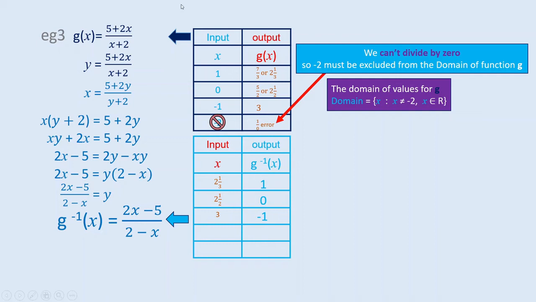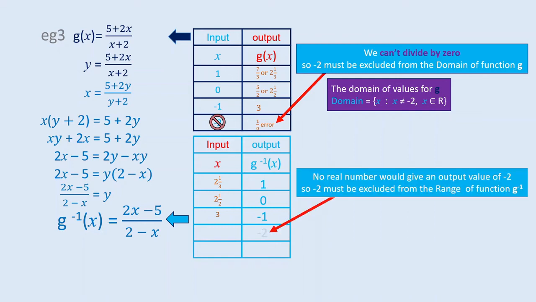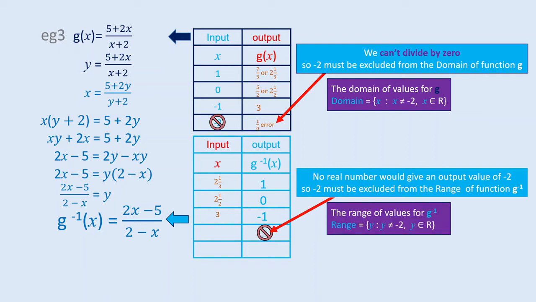Notice I didn't bother inputting 1 over 0 into this function because that's not a real number. And if I need to use some unreal number in order to get an output of negative 2, negative 2 must be excluded from the range of this function. So my range for the inverse function of g needs to exclude the value negative 2, just like the domain for the original function excluded the value of negative 2.